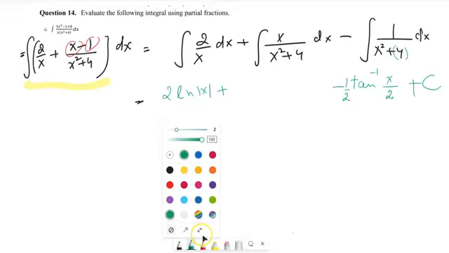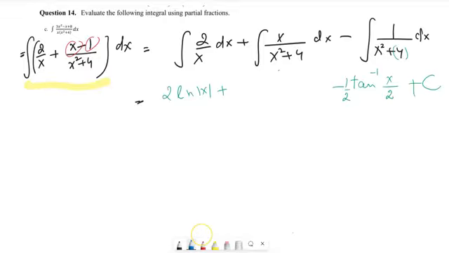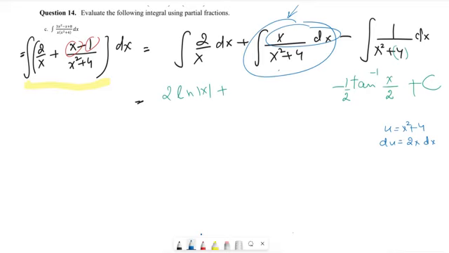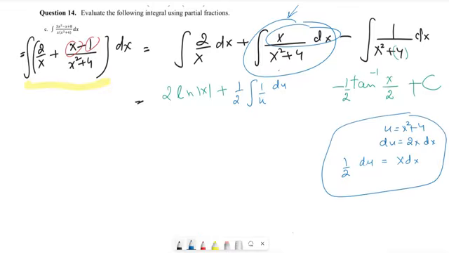The only problem is we don't have a straight formula for this second integral. So what I'm going to do is use substitution for this one. Let's put u equal to x squared plus 4. du would be 2x dx. x dx is already in the question. x dx is equal to du by 2. Therefore, my integral is half the integral of du, 1 by u.